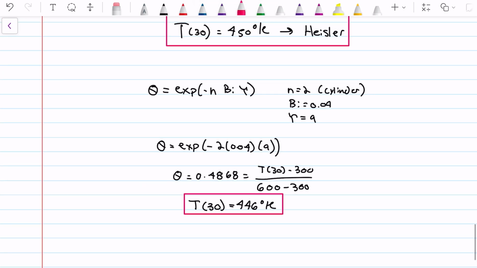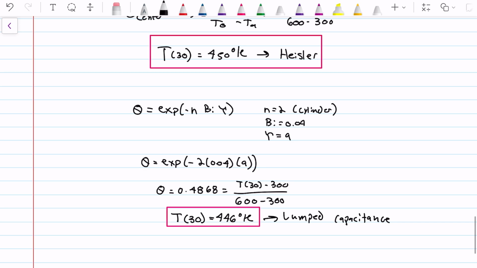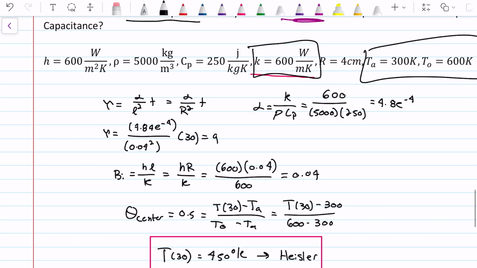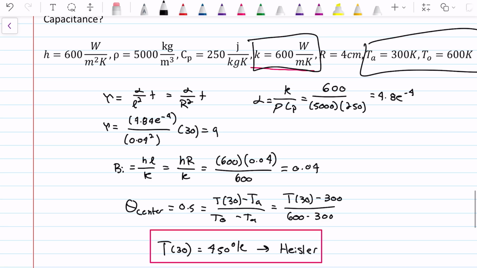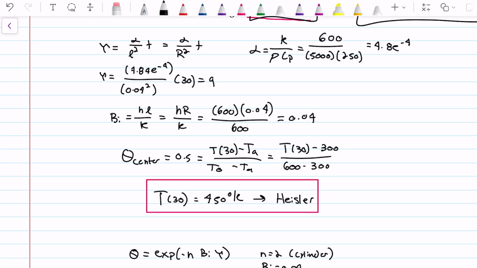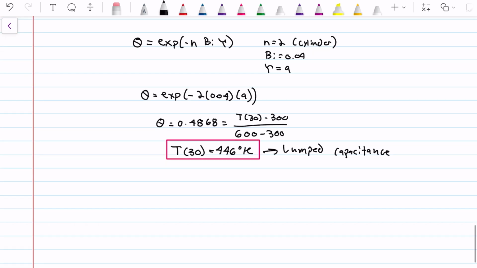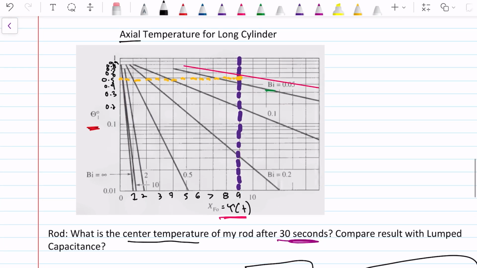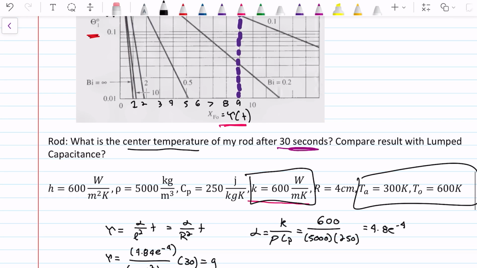So this is from lumped capacitance. If we compare these two different ways to approximate, they have extremely similar results. Now, if we had an extremely low thermal conductivity, that'd probably not be the case. They'd probably diverge quite a bit. But this is a sample for how to use Heisler charts for a long cylinder and how it could compare to lumped capacitance.